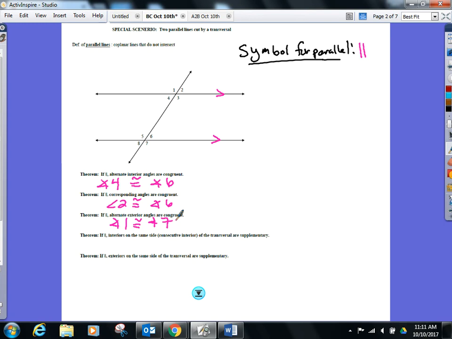Now somebody give me a pair of same side interior angles. Same side of the transversal inside the parallel lines. Justin, go. Angle 4 and 5, but watch. They are not congruent. What's it say? They are supplementary. So 4 and 5 add up to 180 degrees. They are not congruent. And then we also have same side exterior angles.